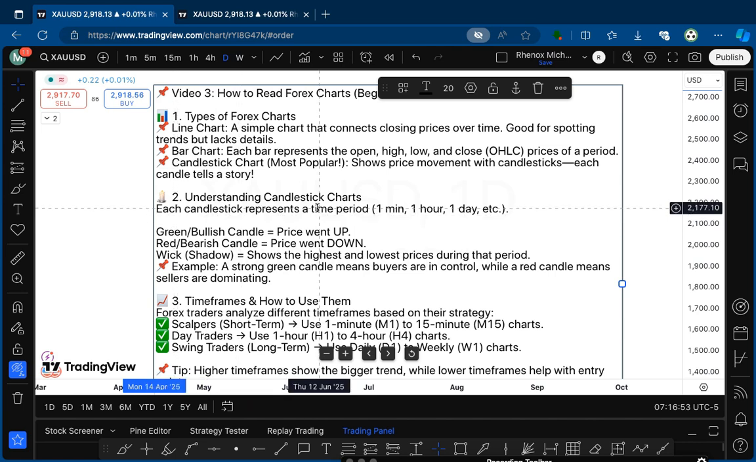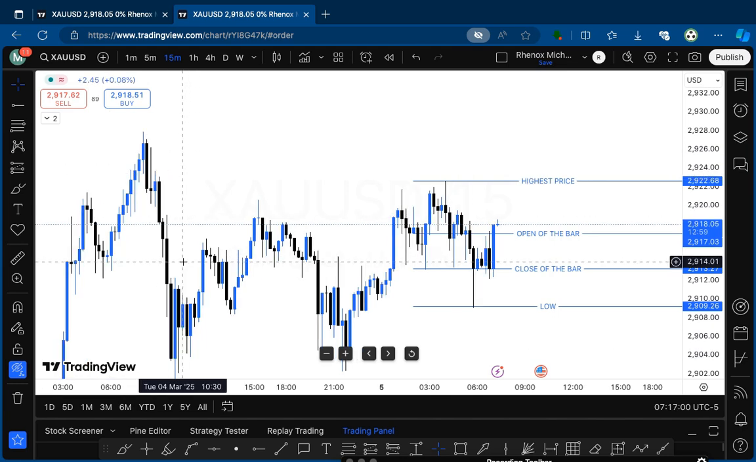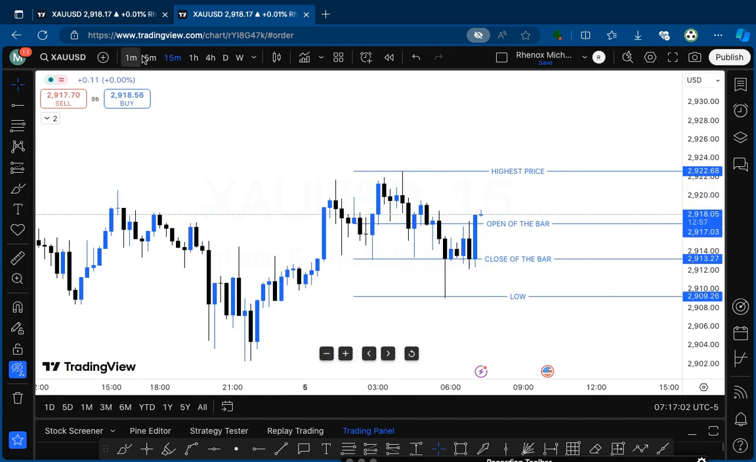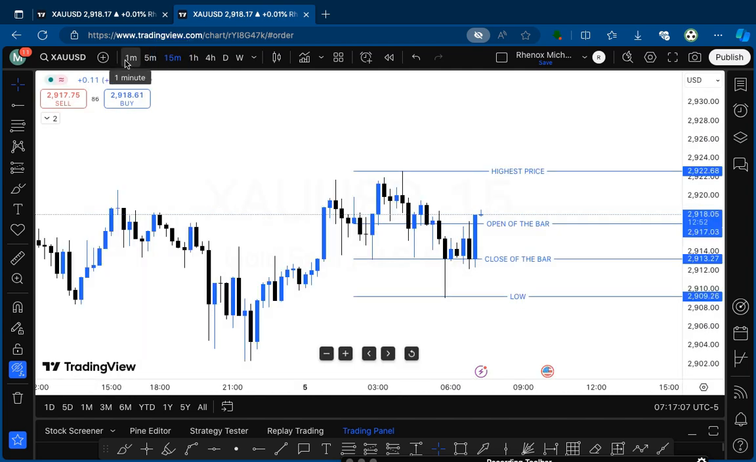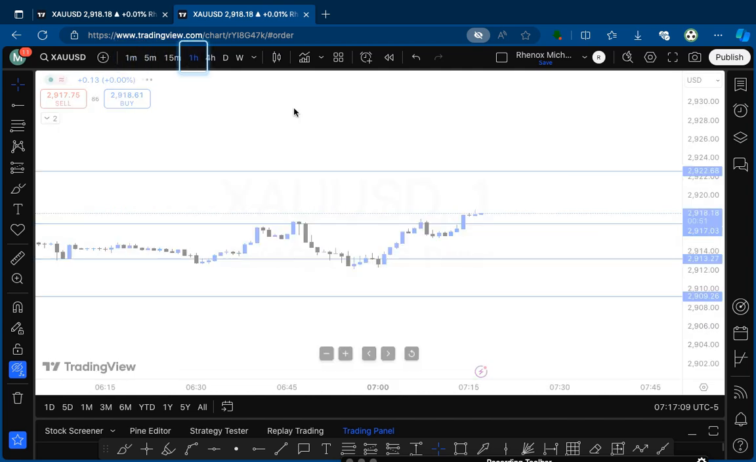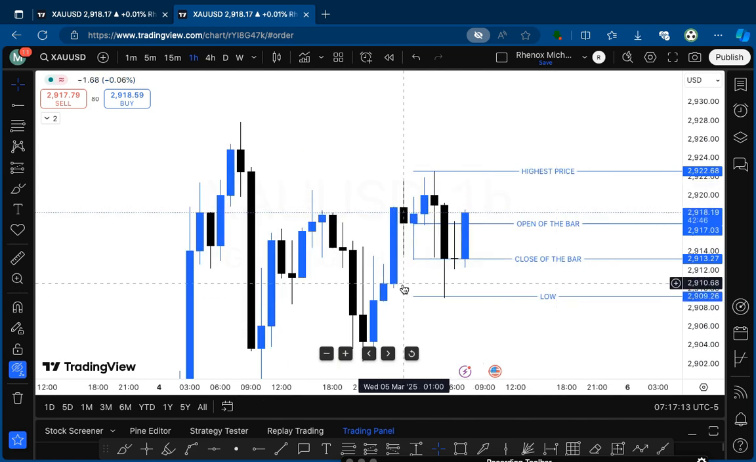Each candlestick represents a time period. I just explained that a few seconds ago. Every candlestick on every chart represents a period of time. It could be 5 minutes, it could be 15 minutes, it could be 1 minute, it could be 1 hour. Depending on whichever time frame you switch to, each candlestick is telling you that price moved for about that range of time before the candle closed.